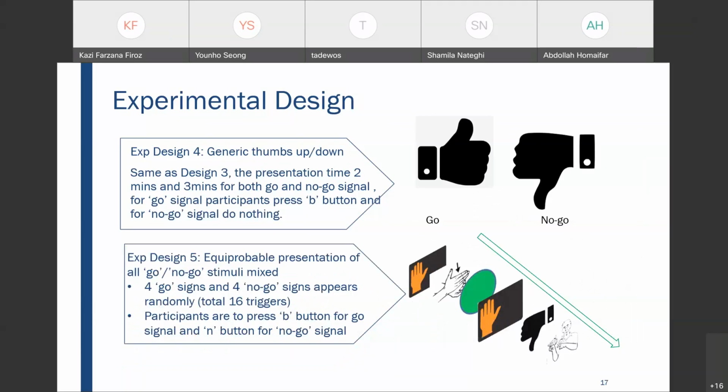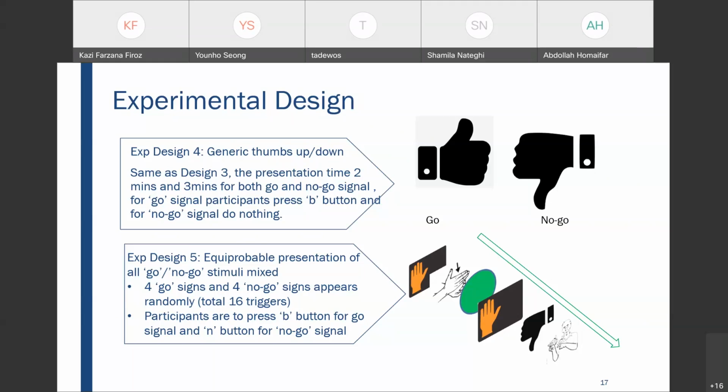For experimental design 4, we have gone for generic thumbs up and down. If you see the thumbs up, you're okay to go. If you see the thumbs down, you do not go. As in design 3, you press the B button for go, and you do not do anything for no go.